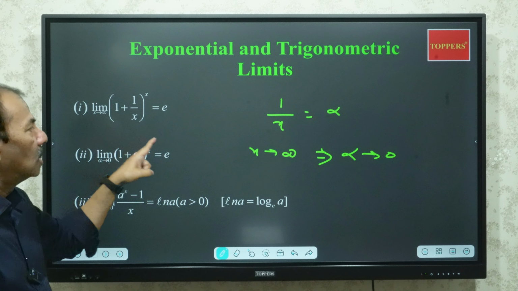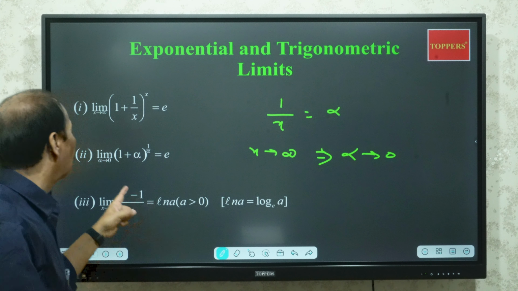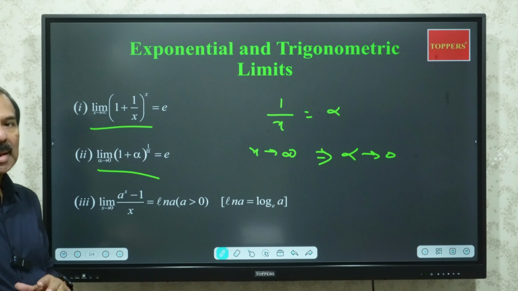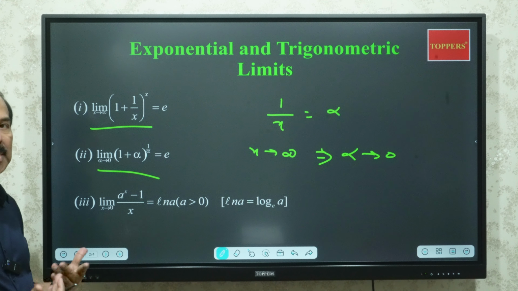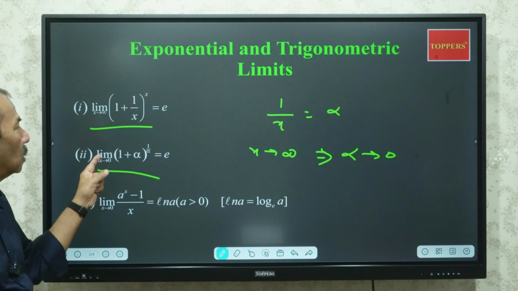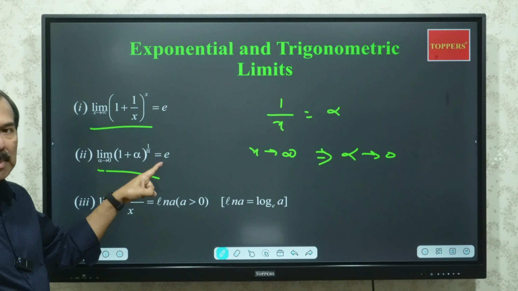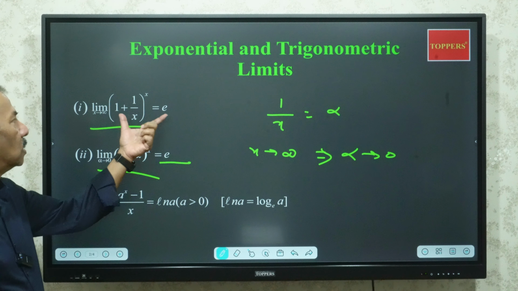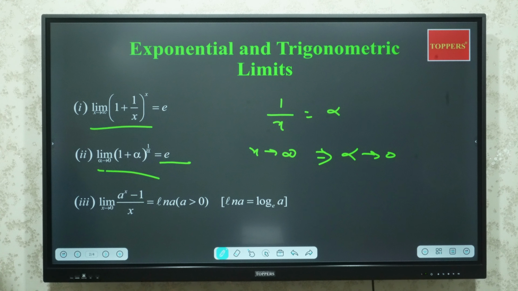When x tends to infinity, alpha tends to 0. So we have alpha tends to 0. So this and this are the same. The only thing is we have changed the form. Here it is x tends to infinity, here it is alpha tends to 0. That's why the limiting value of this will also be equal to e. So this is e as well as this is e.